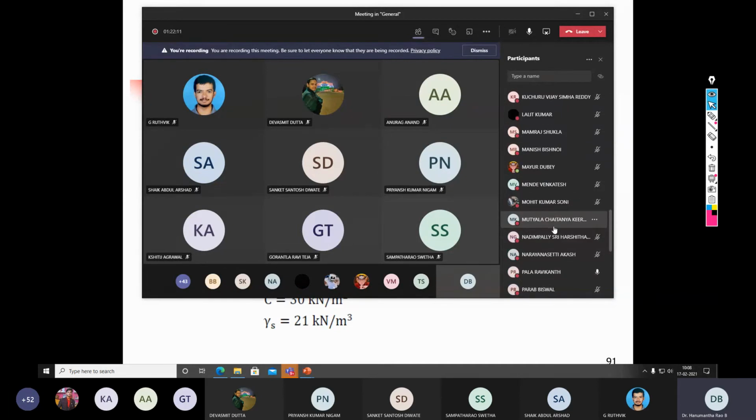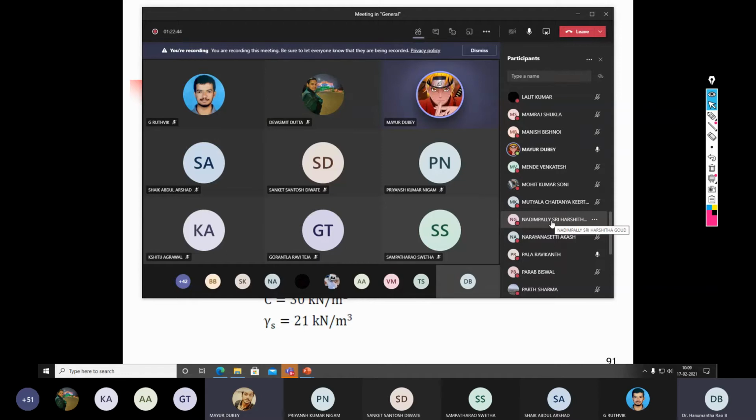Mayur Dubey. Yes, sir. What are you doing, boy? Sir, I am using the bearing capacity factors equation for calculating the shape factor. Okay. Did you calculate any shape factors or depth factors? I'm making Fqs and Fqd both as 1.5. Okay, very good. Please carry on.